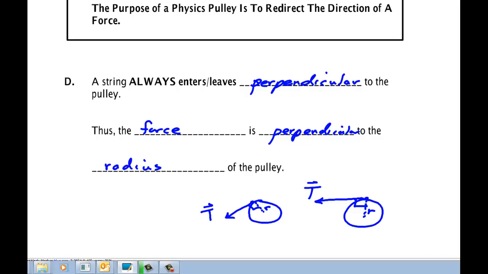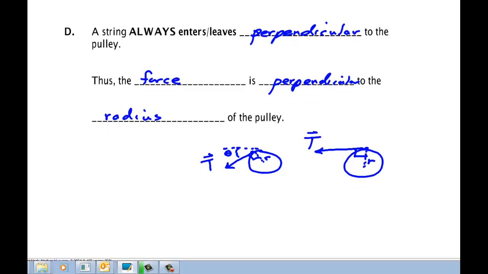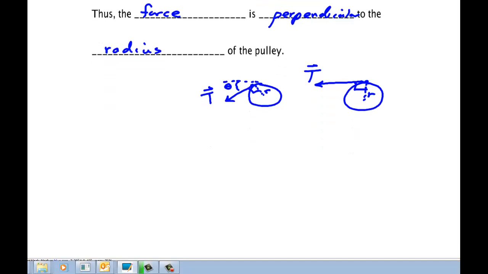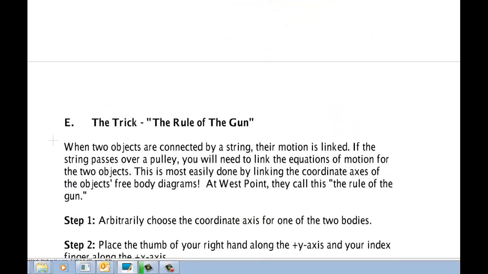So interestingly enough, they can give you all sorts of angles in problems, like this angle, and that's great for breaking the vector into components. But later on we're going to need to know this tension, this distance, and the angle between them. And the angle between them is always 90 degrees. That's something I'm front loading in your notes for later in the course. The trick.